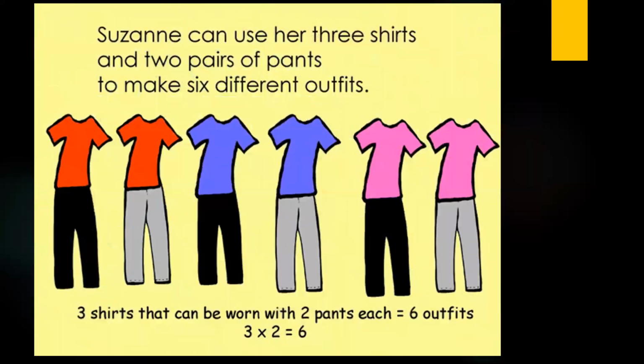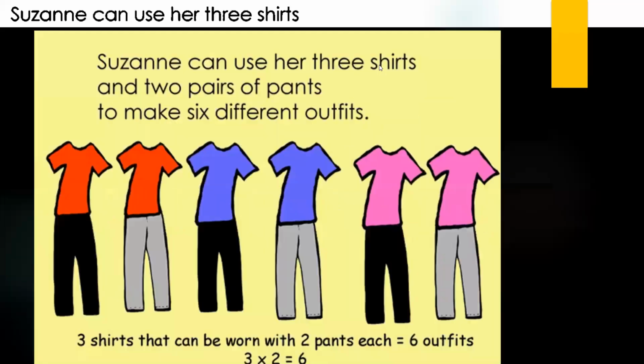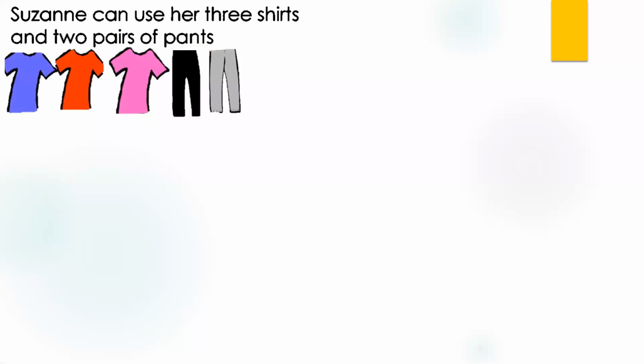Let's come back to this example of Susan. When I told you that Susan can use her 3 shirts with 2 pairs of pants, she has 6 different outfits: red with black, red with gray, blue with black, blue with gray, pink with black, and pink with gray. So she has 6 different outfits. To find the number of outfits, we use the counting method: how many shirts does she have? 3, multiplied by how many choices of pants she has? 2.